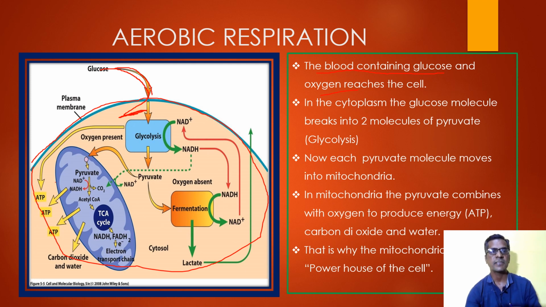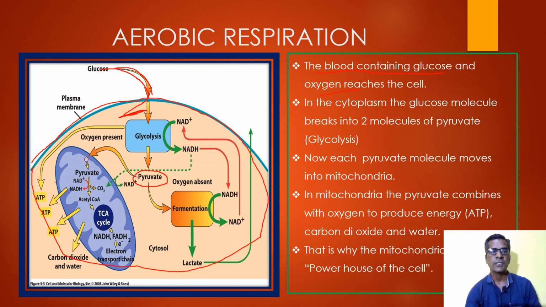What exactly happens here? The glucose molecule breaks into pyruvate. You can notice here the pyruvate molecule. That means the glucose breaks down into pyruvate. This process is called glycolysis. Exactly, the pyruvate is formed in the cytoplasm of the cell.